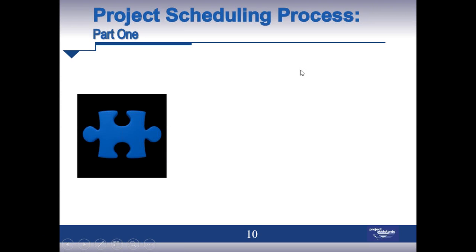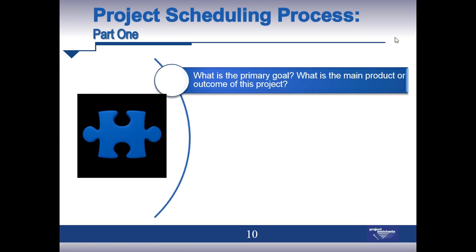Next up, we're going to talk through the project scheduling process. Step number one, really, what is the primary goal of the project? What's the main product or the outcome of this project? What am I trying to deliver? It's amazing how often I see that the stakeholders or sponsors of a project really don't have a firm understanding of what they expect at the end of the day. So we feel it's a key step to identify in as much detail as possible the exact outcome, what tangible work products you will deliver.